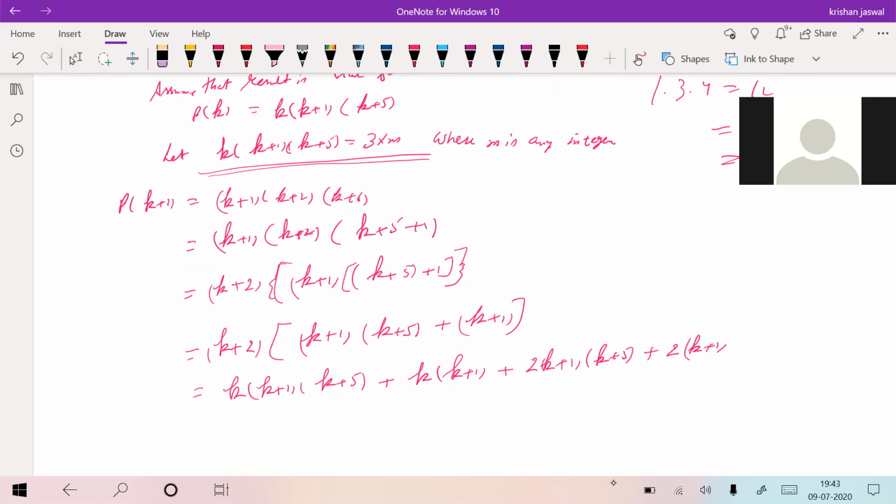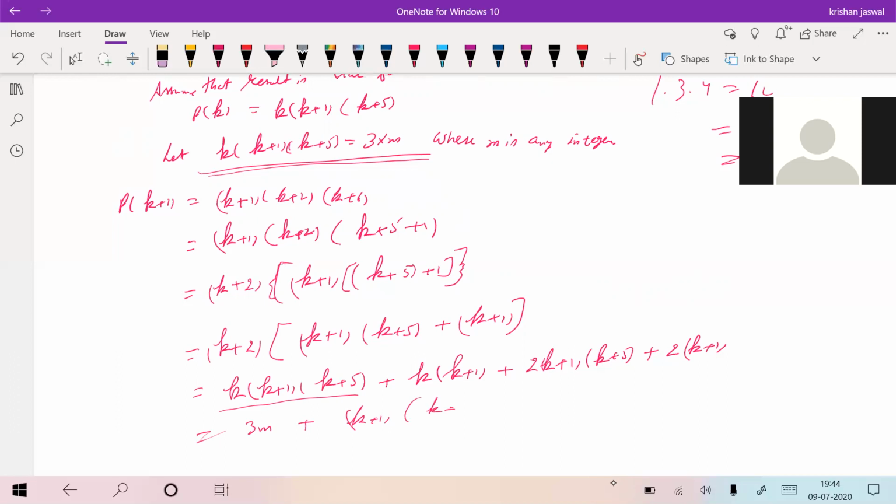We need this term in the answer: k into k plus 1 into k plus 5. We can put it as 3m plus k plus 1. Here k plus 1 is common in all terms.